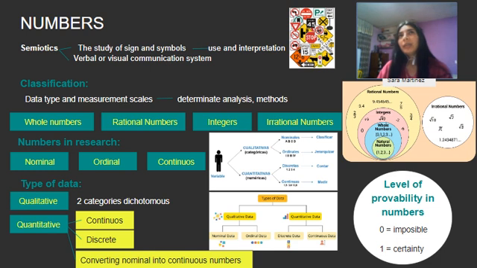Types of data we know are qualitative and quantitative. In quantitative, we have continuous, where two intervals are measurable at two points. They are infinite numbers. The other is discrete. In discrete, there are finite numbers, sometimes limited by the precision of instruments. And finally, converting nominal into continuous numbers. To end, I say that the level of probability is considered as 0 impossible and 1 certainty.